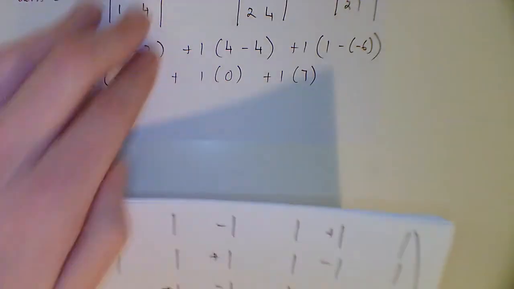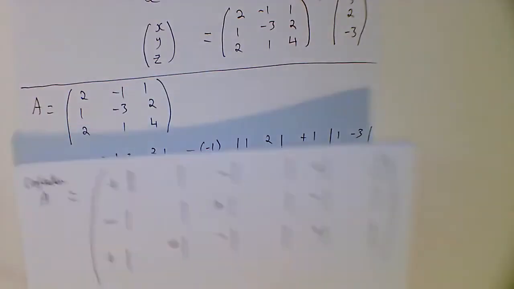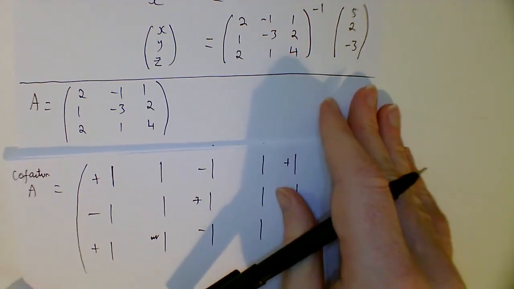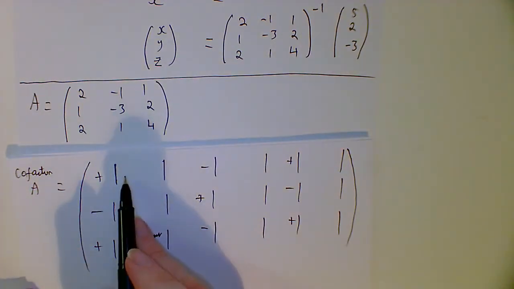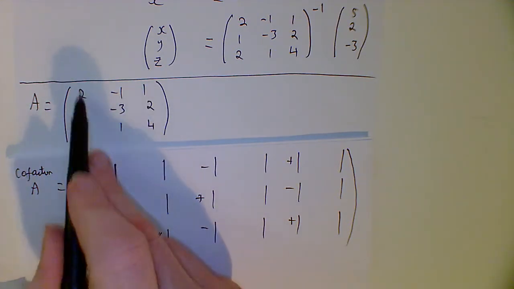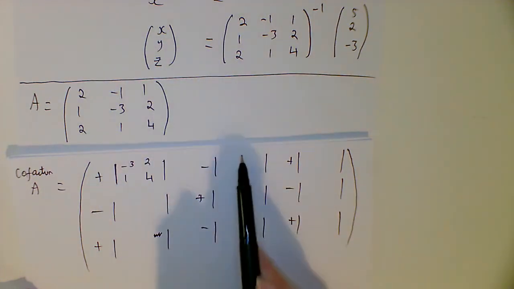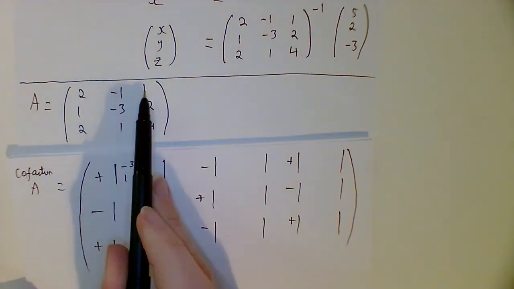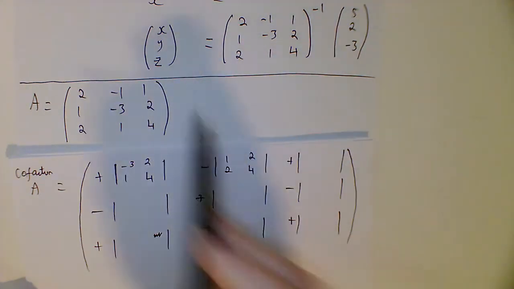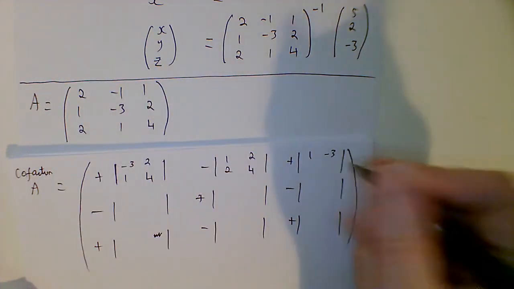I'll move that up here, you can see. So again, we're making minor matrices just like we did in the determinant. We're doing it for this one, which is the top left-hand element. So not in that row, not in that column: negative 3, 2, 1, 4. Then we're in the top, in the middle. Not in that row, not in that column: 1, 2, 2, 4. And then we're in this element here. Not in that row, not in that column: 1, negative 3, 2, 1.